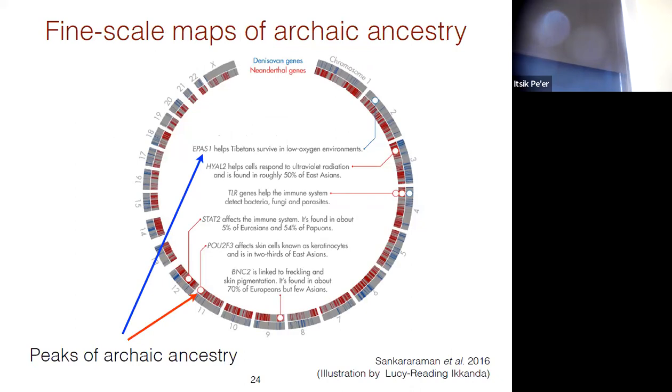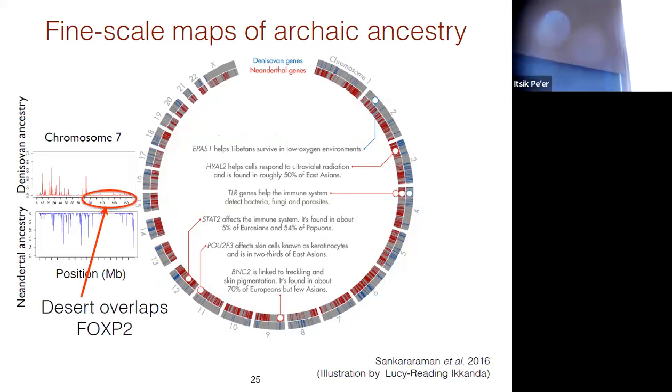Like we saw for Neanderthals, we observe peaks of Denisovan ancestry. This is one example that's been very prominent. This overlaps a gene called EPAS1, and this gene has been found to be important for high altitude adaptation in the Tibetan population. And this introgressed variant is introgressed from Denisovans into this population.